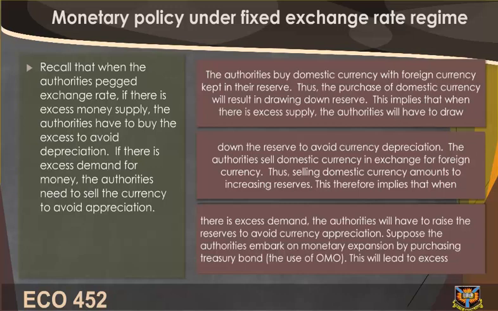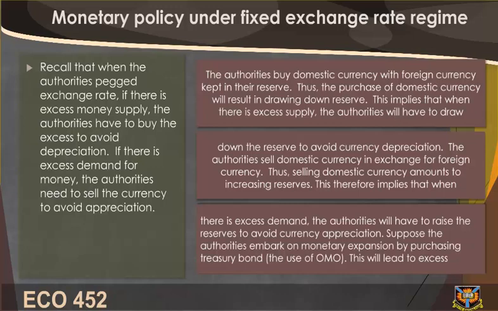This implies that when there is excess supply, the authorities will have to draw down the reserve to avoid currency depreciation. The authorities sell domestic currency in exchange for foreign currency. Thus, selling domestic currency amounts to increasing reserves. This therefore implies that when there is excess demand, the authorities will have to raise the reserves to avoid currency appreciation.